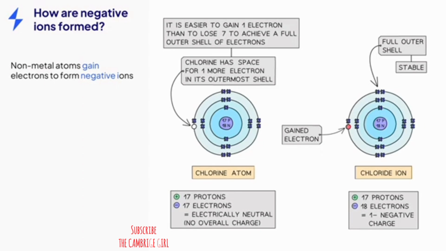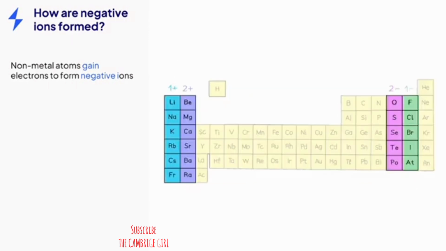If you are asked to draw an ion, it is really important that you remember to put the square brackets around the ion and show the correct charge in the top right-hand corner. Otherwise, we'll lose marks in an exam. Just like with positive ions, the size of the charge can be determined by the group number. Group 7 elements gain 1 electron to form ions with a 1- charge. Group 6 elements, such as oxygen, gain 2 electrons to form ions with a 2- charge, and so on.